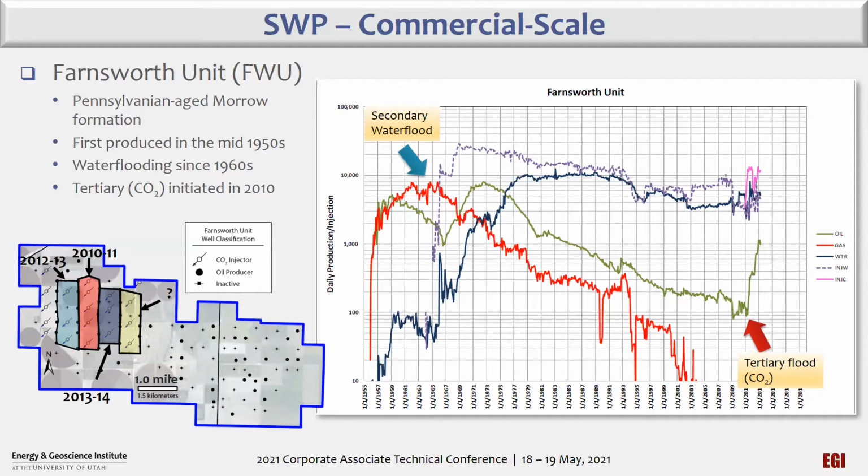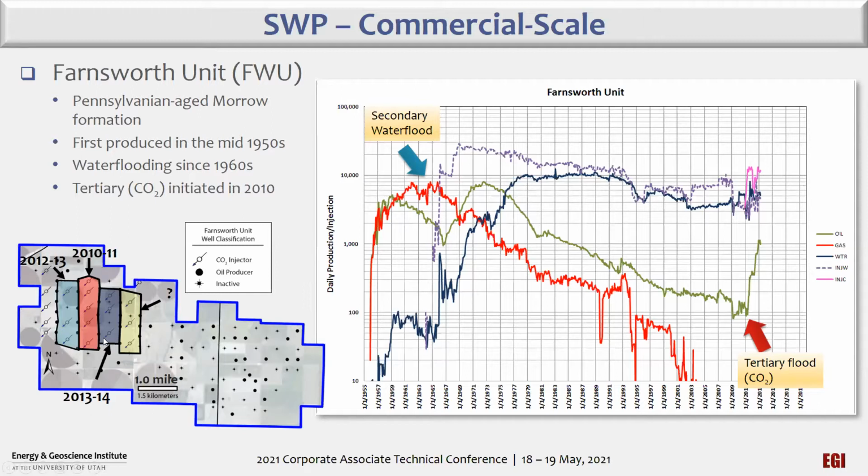Secondary water flood was started in the mid-1960s with good production, but kind of steadily declined until about 2010, when the field started tertiary CO2 recovery. The oil is being produced from the Pennsylvanian-aged Morrow sandstone. And here we see a map of the Farnsworth unit, scale here for reference.